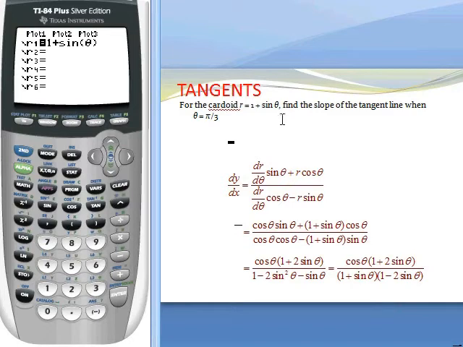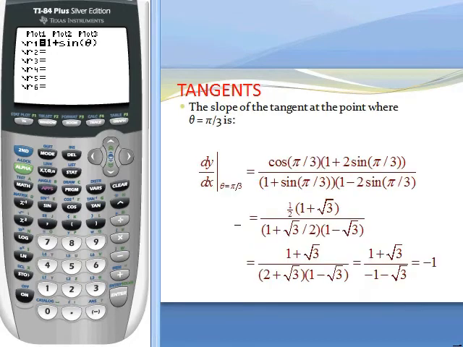Very good. Now what are they asking? The slope of the tangent line when theta is pi over 3. So I have the formula. All I have to do is, instead of theta, put pi over 3. Clean it up a little bit, I end up with negative 1.